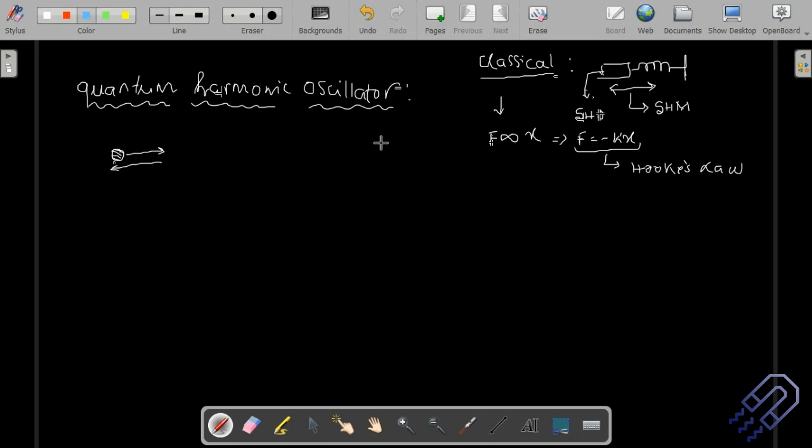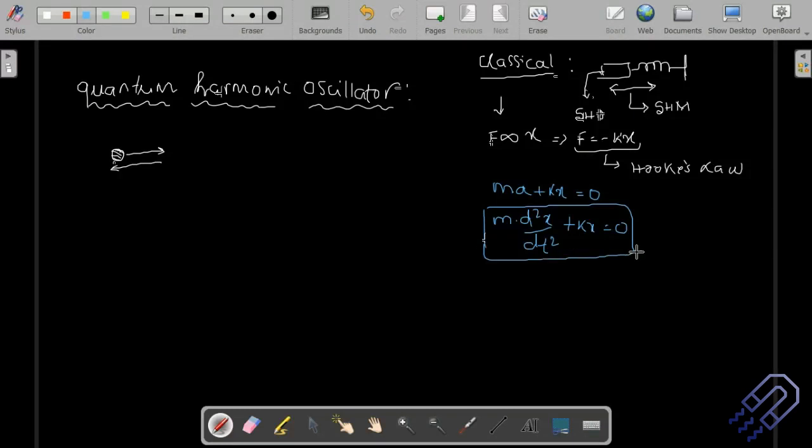What we can do from here is write down an equation. Force is mass into acceleration, and kx we can take to the other side, so we write m times acceleration plus kx is equal to 0. My mass is m. Acceleration, written as a second order differential, is d2x by dt square, plus kx is equal to 0. This is your second order differential equation, and it represents a simple harmonic oscillator. This is more or less the classical picture that we have already developed.